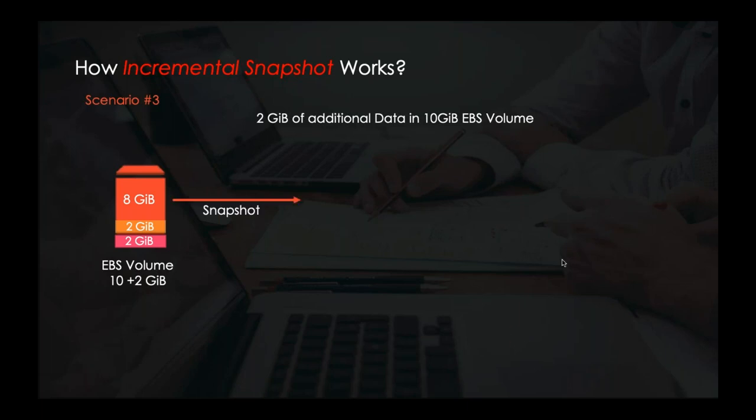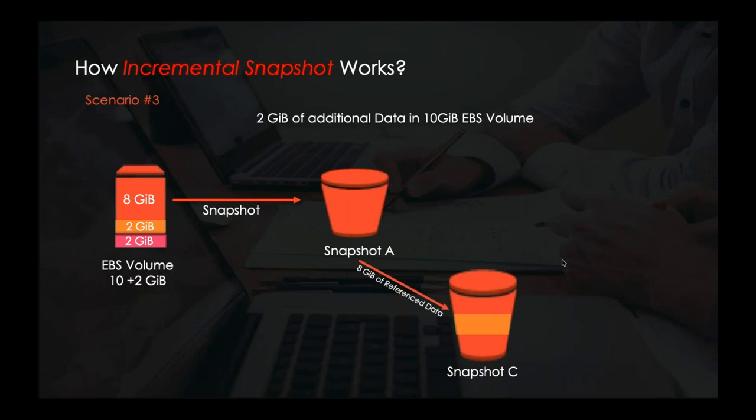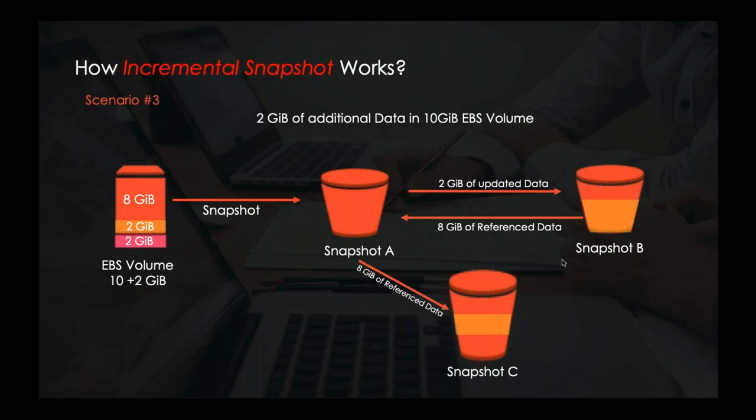Now if you take a snapshot, snapshot C will be created, and inside snapshot C, it will refer to the 8 GB of reference data from snapshot A. It will have the 2 GB reference data from snapshot B, and for snapshot C, it will have again 2 GB of additional data that you have included in your EBS volume. So technically, instead of paying for 10 plus 10 plus 10, you are paying only for 14 GB of data.